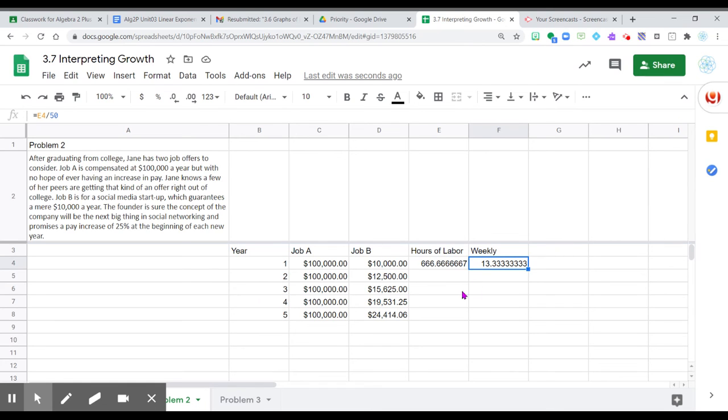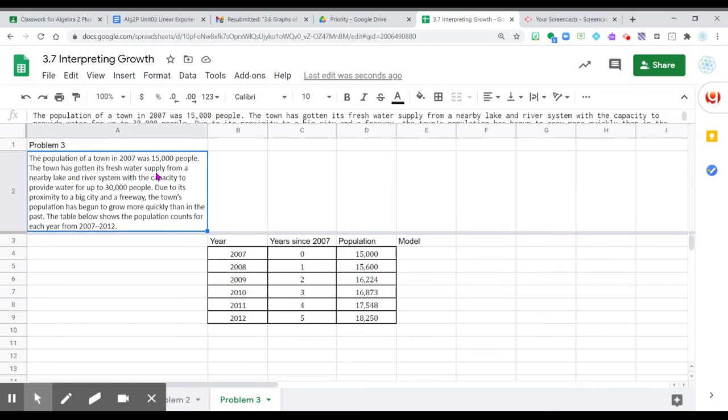Taking a look at this, now we're going to take a look at a different type of problem where again we have a linear growth and an exponential growth. And this second problem is in problem 3. The population of the town in 2017 was 15,000 people. Remember, people grow in exponentials, either exponential growth or exponential decay. The town has gotten its fresh water supply from a nearby lake and river system with the capacity to provide water for up to 30,000 people. So there's its hard limit.